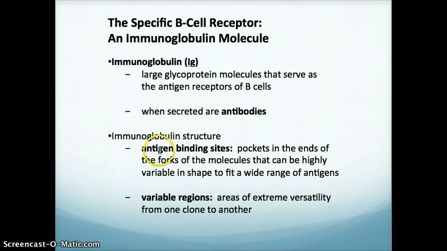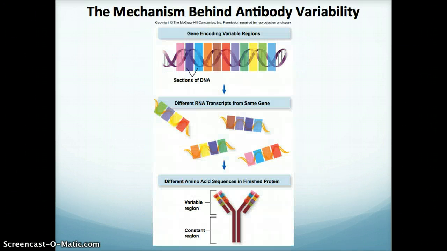And the immunoglobulin structure has two main areas. We have that antigen binding site. That's the part of the immunoglobulin that is going to bind to that antigen. And it's very variable, obviously, because it has to fit a wide range of antigens. We call this the variable regions portion, which is areas of extreme versatility from one immunoglobulin structure to another. And this is a good view of what this looks like.